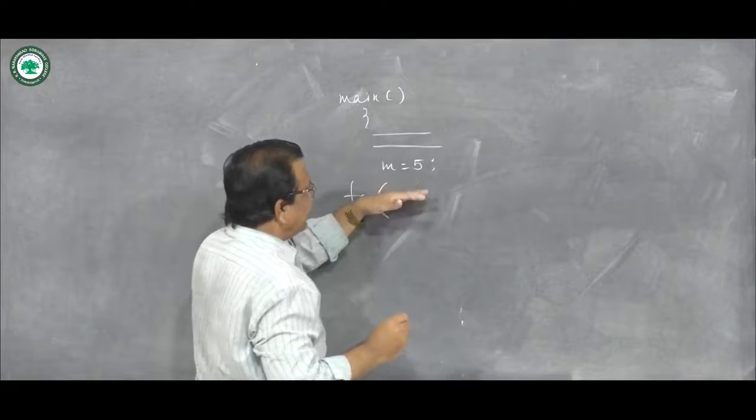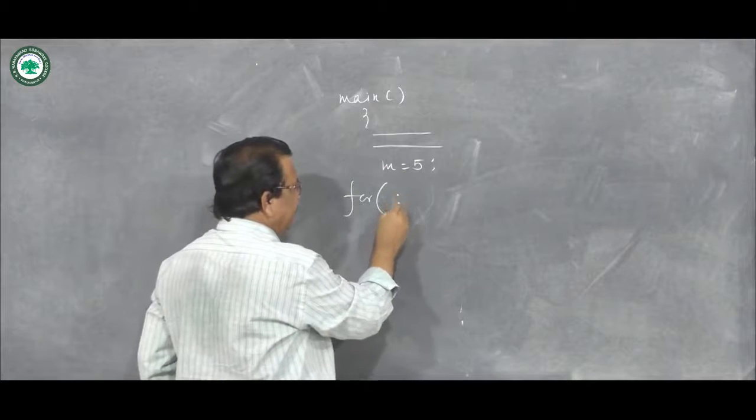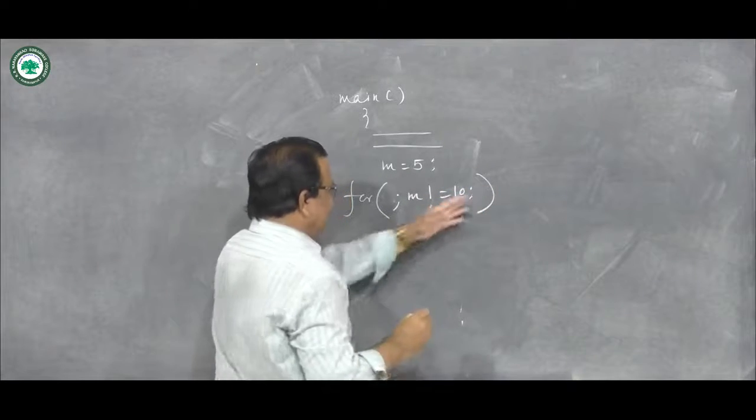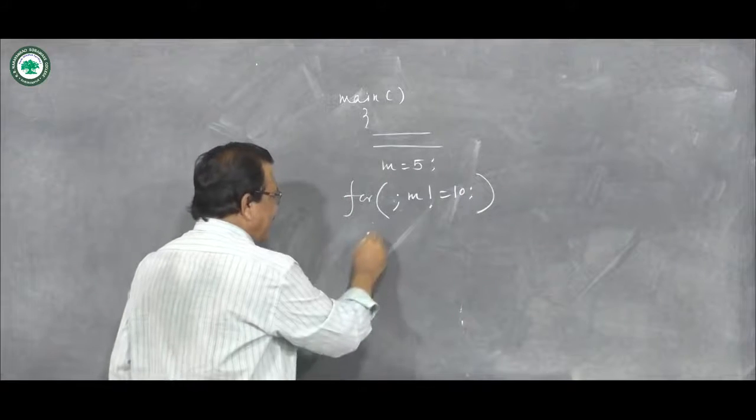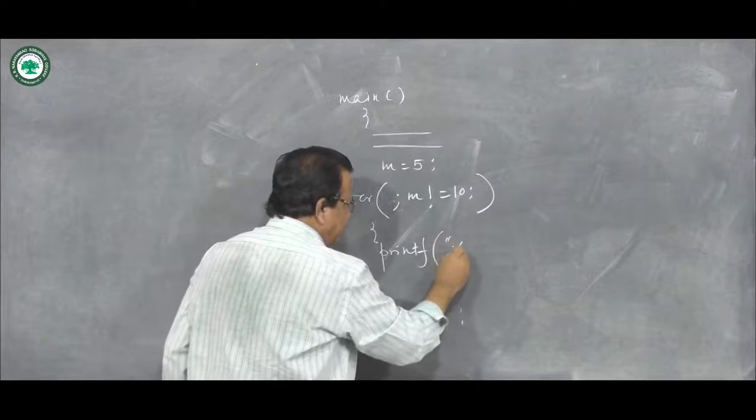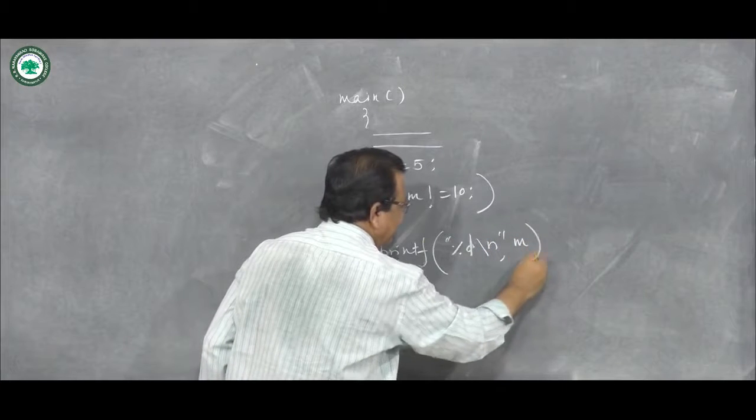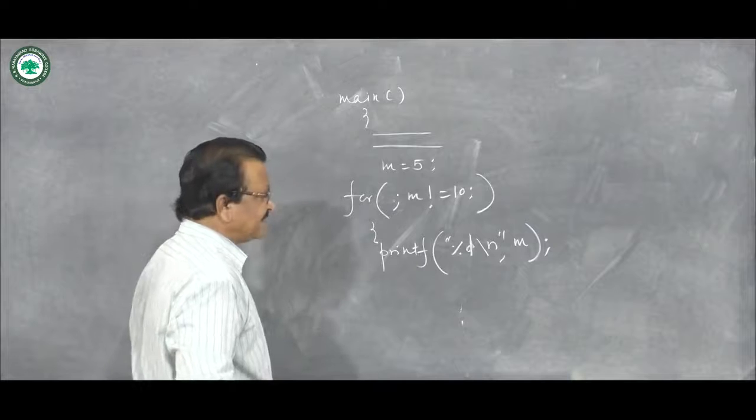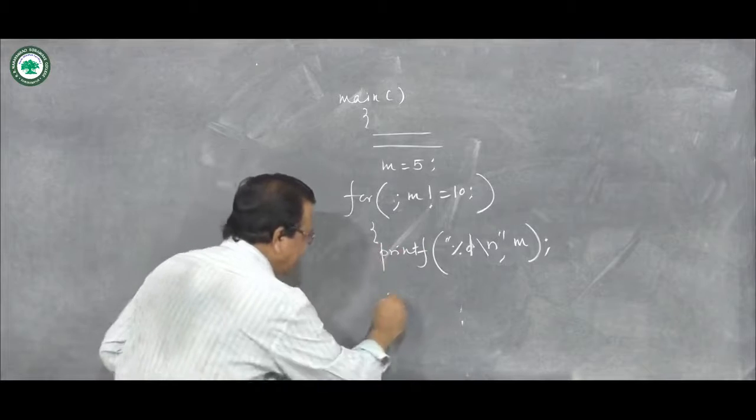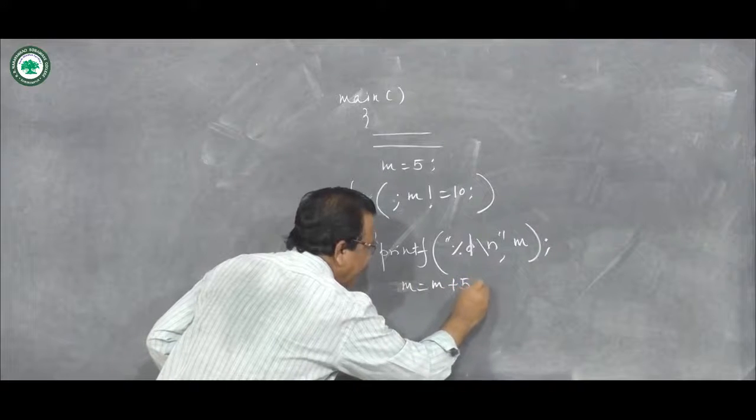Since expression 1 has been extracted out, where I have initialized m to 5, I am writing semicolon here, m not equal to 100, and then again semicolon. After for, there is no semicolon, and then I am printing value of m, printf percentage d slash n, and here value of m. Printf will end with semicolon, being a true C statement, and here I am incrementing value of m by 5, m plus 5.